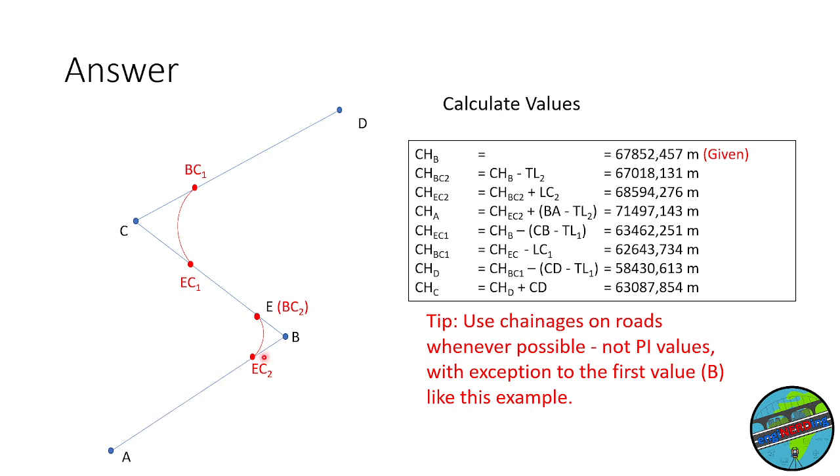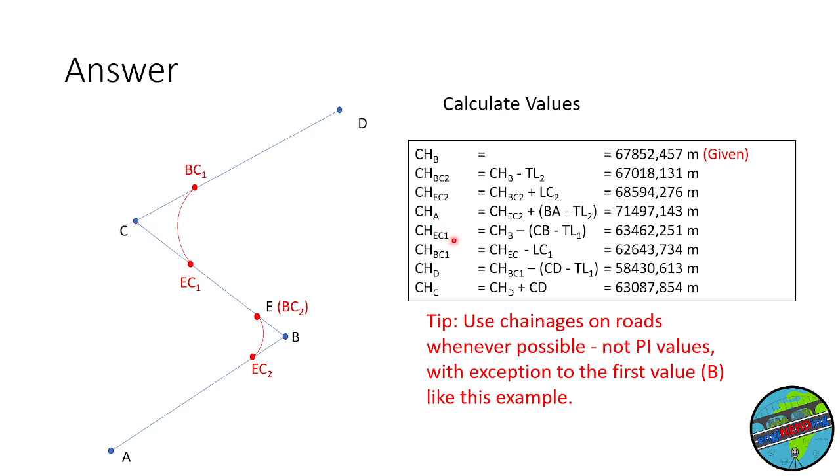Now the way we calculate this length is we can take the full length of AB minus this little section, which is the tangent length, and we can get this distance from EC2 to A. So this will be this chainage plus the length of AB minus tangent length 2, and that will give us our chainage for A. Now something I need to highlight is that your two tangents on each curve are the same. So this length and this length should be the same.